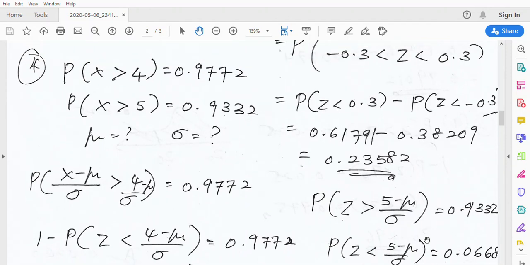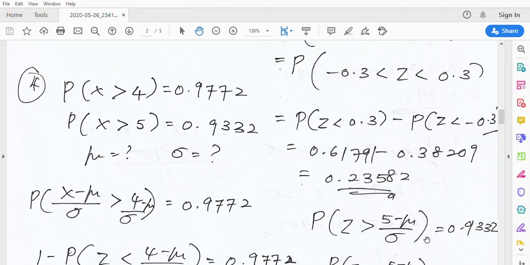Now we go for number 4. Okay, number 4, a normal random variable x has an unknown mean and also standard deviation. So the probability x exceeds 4 is 0.9772. So we don't know the mean and also the sigma. And also another probability is given, which exceeds 5, is 0.9332. Okay.